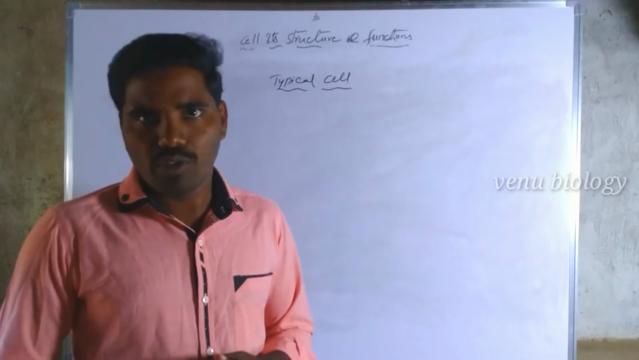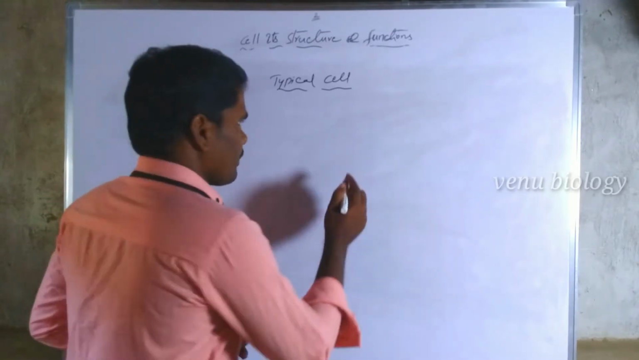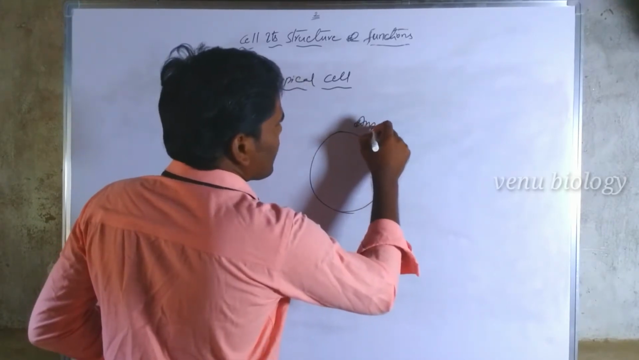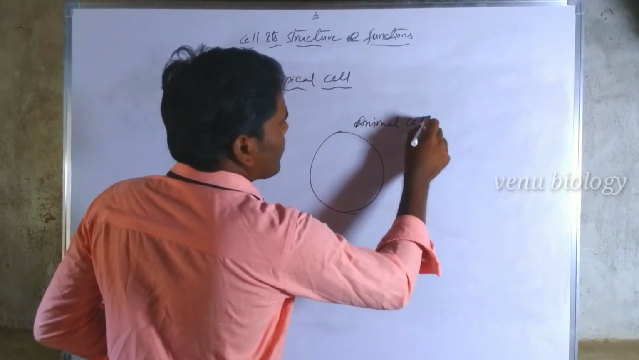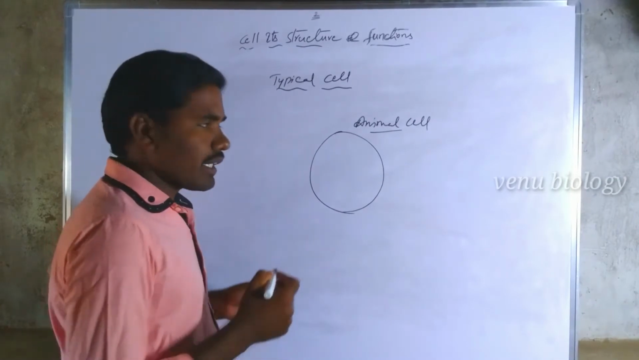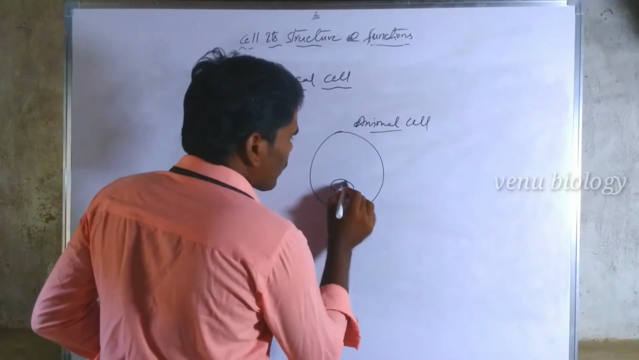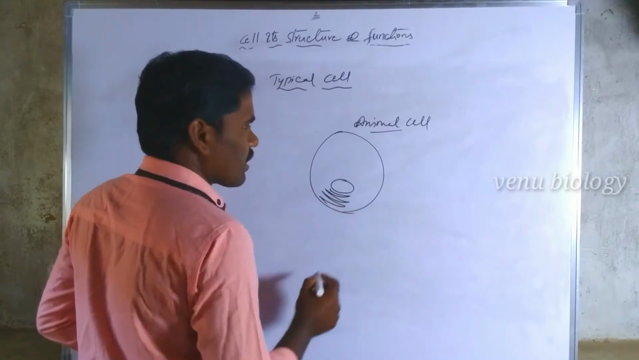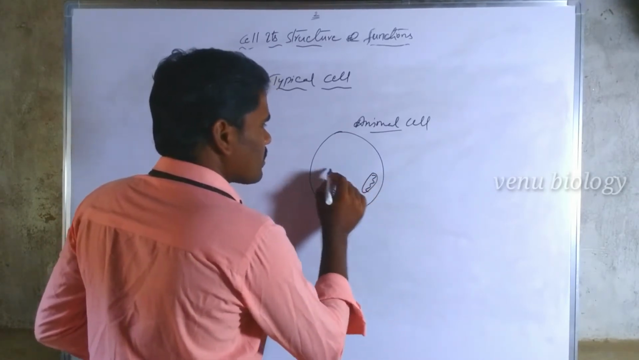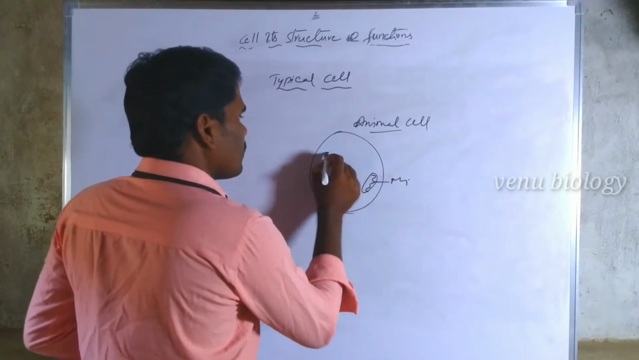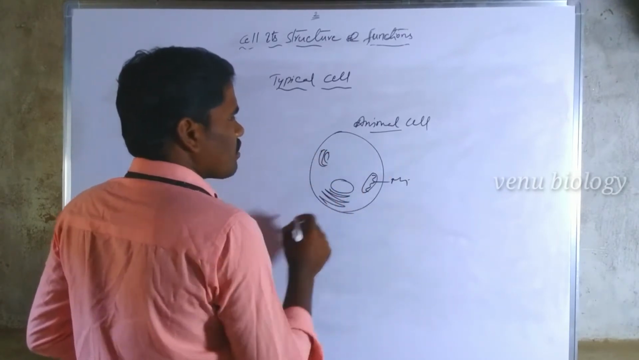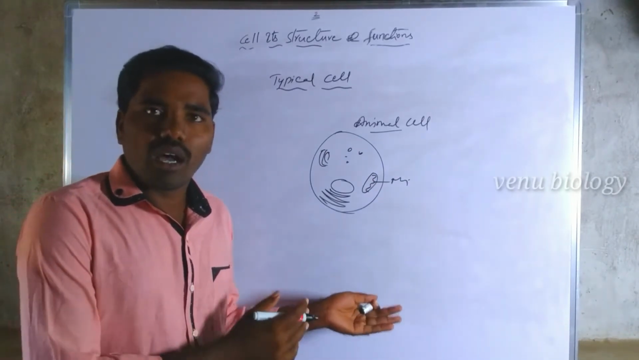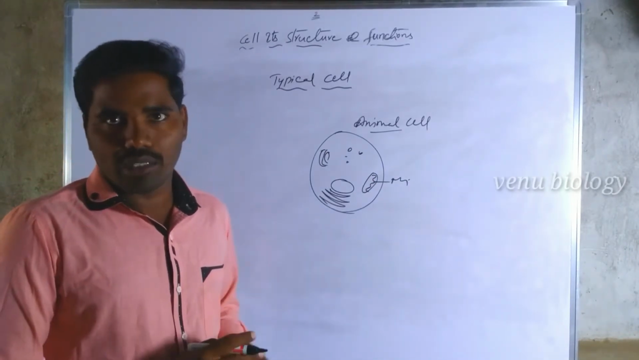For example, if we take the animal cell, which animal cell is this? A typical animal cell. Here the animal cell has different parts. They have the central nucleus, the endoplasmic reticulum, the Golgi bodies, the mitochondria, and the vesicles. Like this, we represent all the structures present in the animal cell.